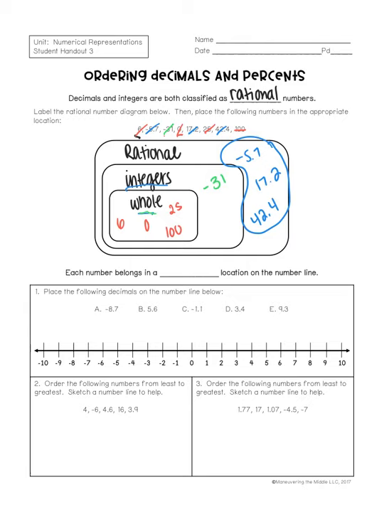Integers, negative 31, it's not a whole number, right, because it's negative, but it is an integer, which means it's also a rational number, okay? So everything in that diagram is a rational number, but some of them are also integers and some of them are also whole numbers.